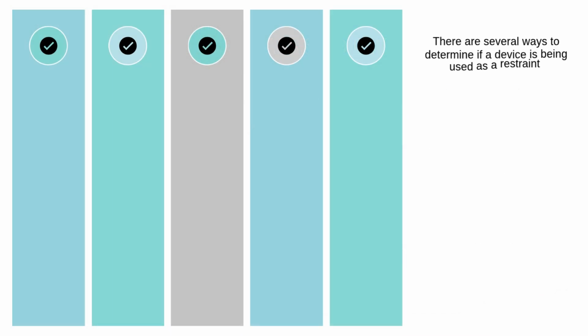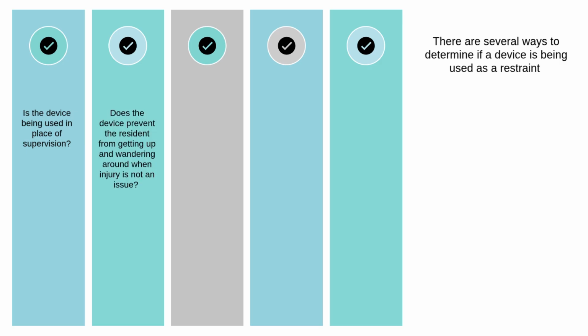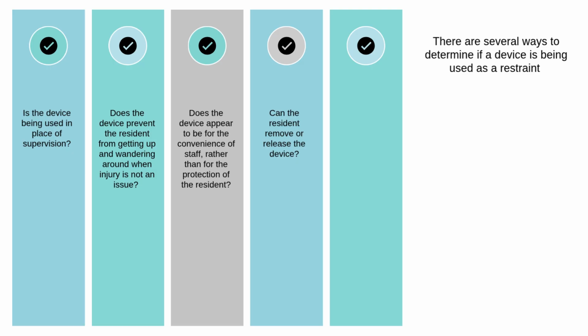There are several ways to determine if a device is being used as a restraint. Is the device being used in place of supervision? Does the device prevent the resident from getting up and wandering around when injury is not an issue? Does the device appear to be for the convenience of staff, rather than for the protection of the resident? Can the resident remove or release the device? And is the device being used as a form of punishment?